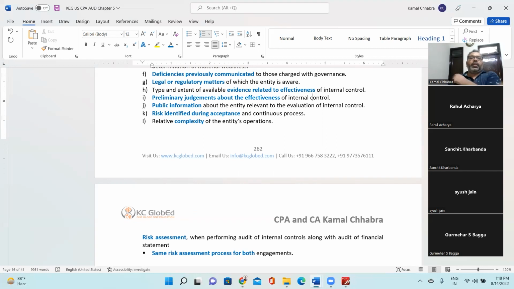Right. Then public information about the entities relevant to the evaluation of internal control. For example, in the public, there's news going on that the entity is going to sell off their assets, sell off their plant or sell off their machineries, or maybe planning to go for retrenchment. So all those news, like media news, press releases, those things you need to keep in mind.